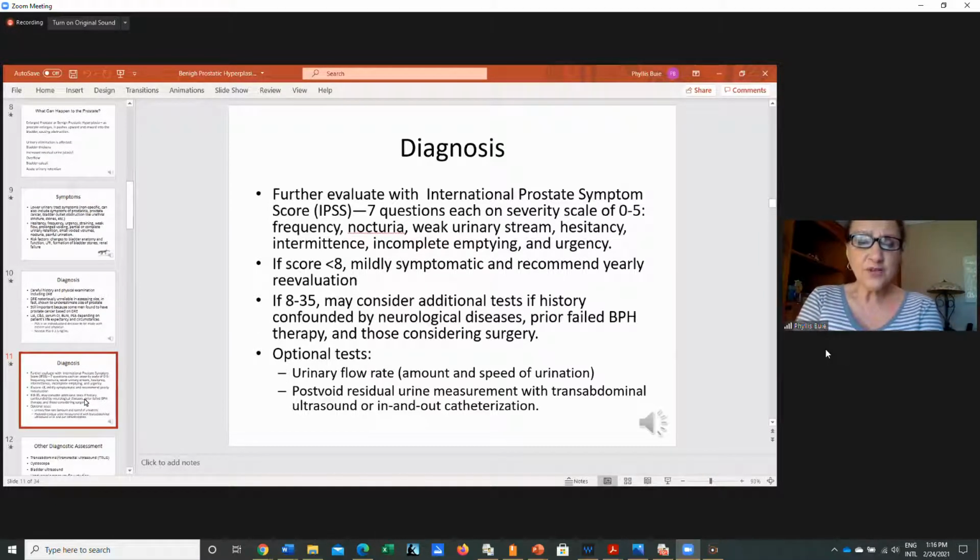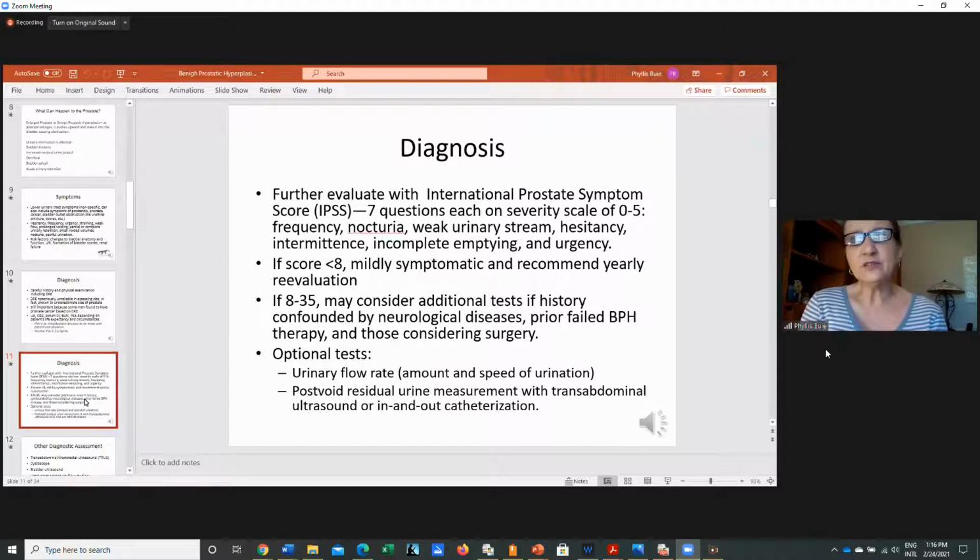So I want you to be aware that there is a scale. I do not expect you to know what this scoring consists of, other than just the major components of it, because it's not something that you will have to do. I'm not going to ask you this on the test, but I just want you to be aware that there is an International Prostate Symptom Score scale out there.